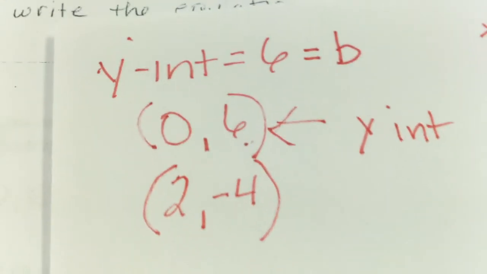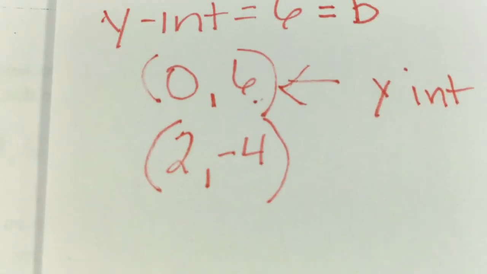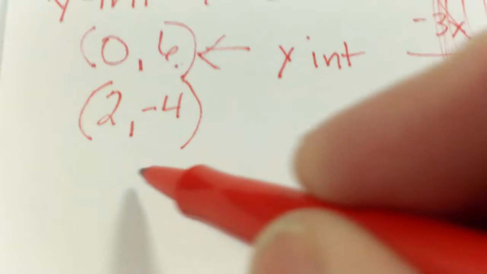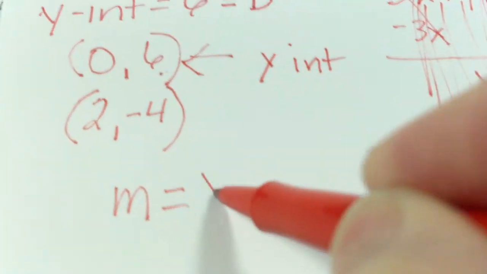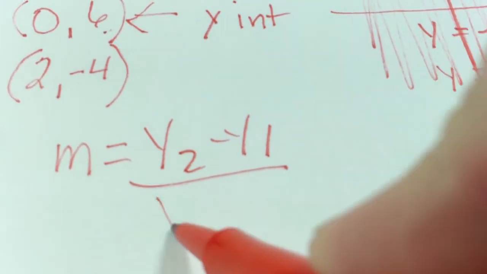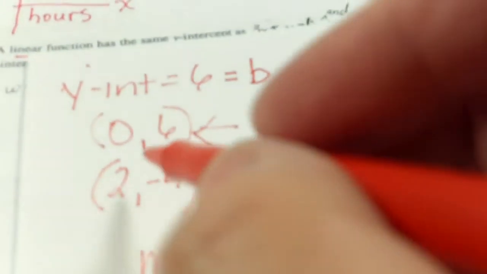Gosh, how am I going to find the slope? What do I need to find the slope? Oh, look, I have 2 points. Can I find the slope using 2 points? You bet. Slope is y sub 2 minus y sub 1 over x sub 2 minus x sub 1. So I'm going to label these points x1, y1, and x2, y2.